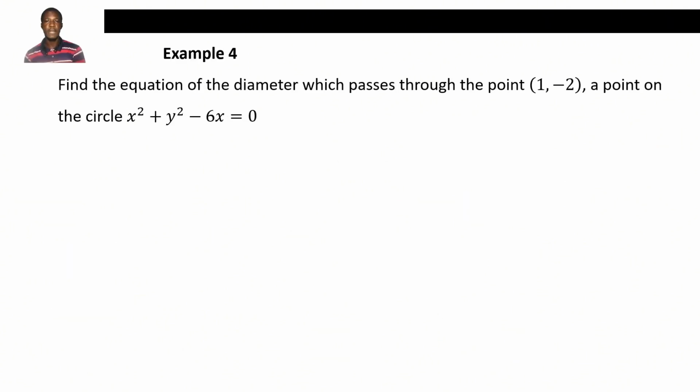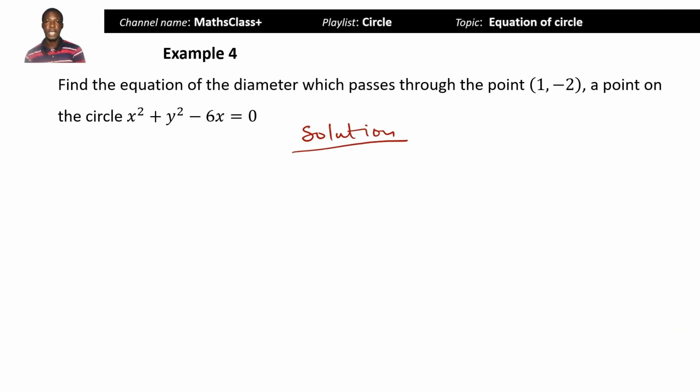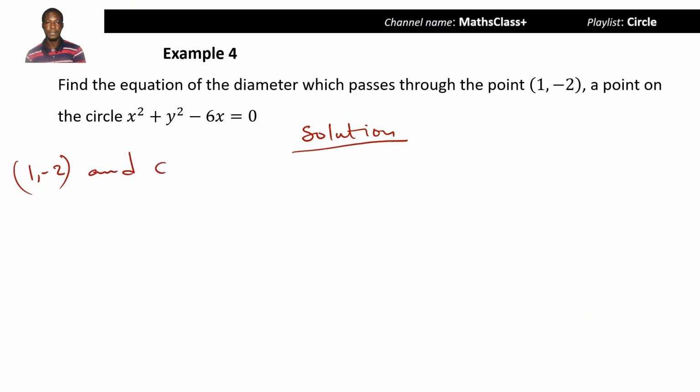Find the equation of the diameter which passes through the point (1, −2), a point on the circle x² + y² − 6x = 0. Solution. Now, the diameter is a straight line, and the straight line passes through the point (1, −2) and the center of the circle. And so we have to determine the center of the circle.